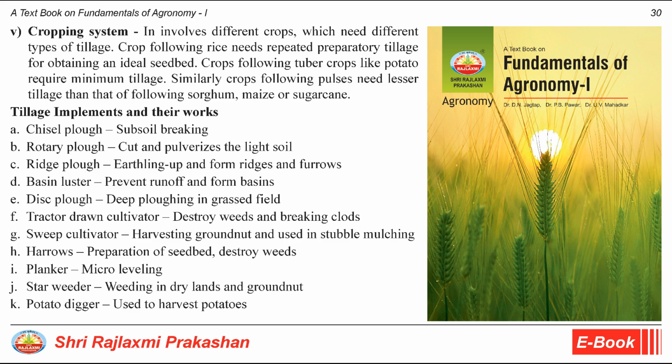Point F. Tractor-drawn cultivator, destroy weeds and break clods. Point G. Sweep cultivator, harvesting groundnut and used in stubble mulching. Point H. Harrows, preparation of seedbed, destroy weeds. Point I. Planking, micro-leveling. Point J. Star weeder, weeding in dry lands and groundnut. Point K. Potato digger, used to harvest potatoes.